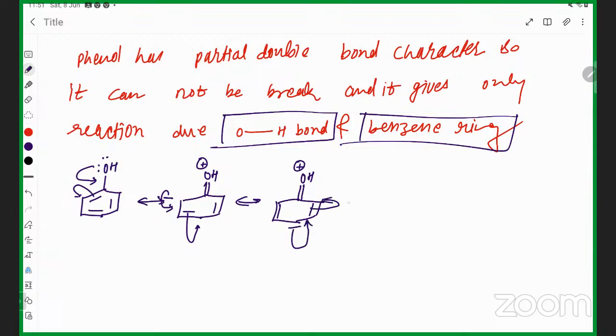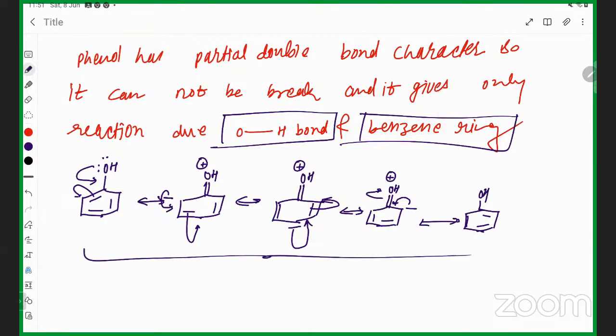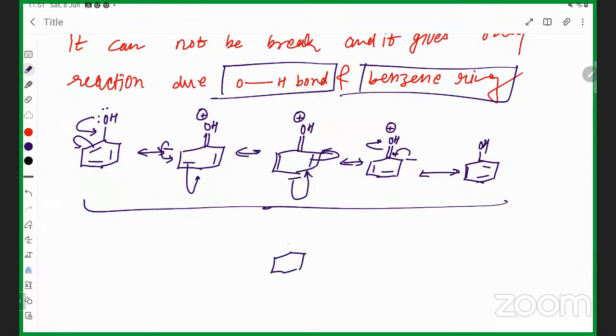Let us have a look over it. If you make the resonance hybrid of it, what you are going to find is that partial double bond character is appearing here, partial positive charge. Here it is going to be other places, you see. This is going to be negative, here is negative, these are the negative ones. And in the ring also there is positive charge. So here it cannot be broken.